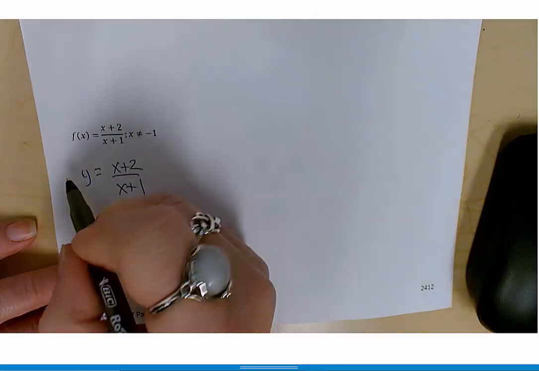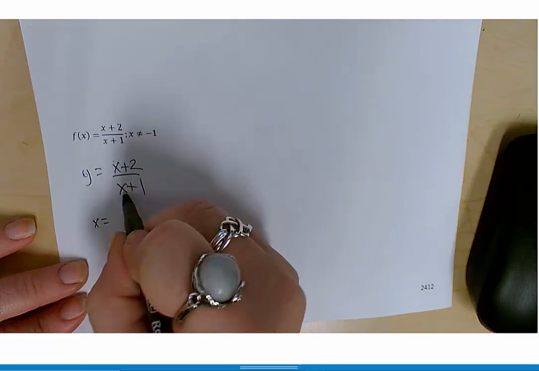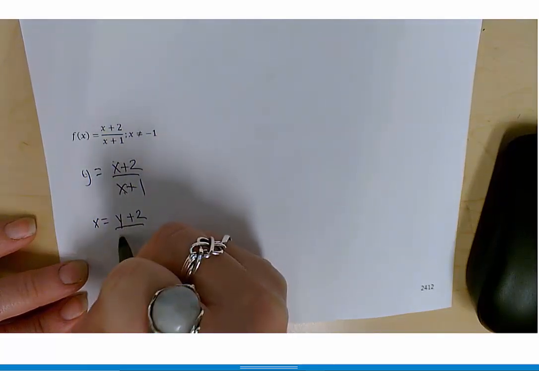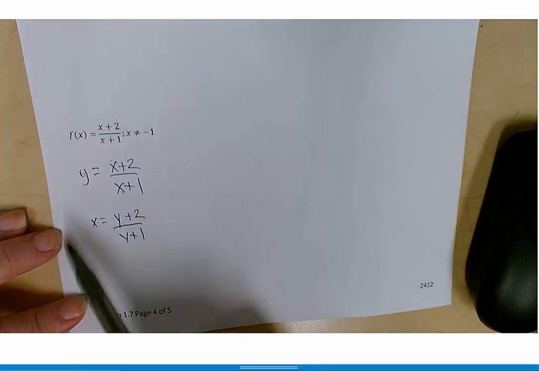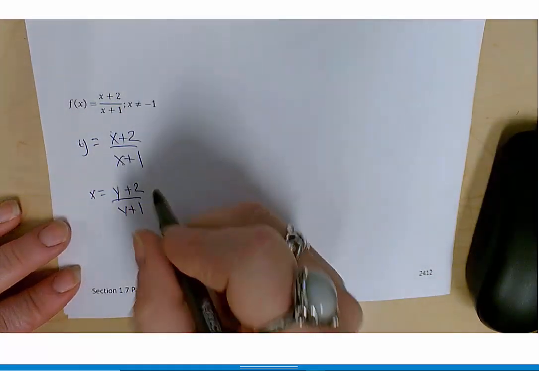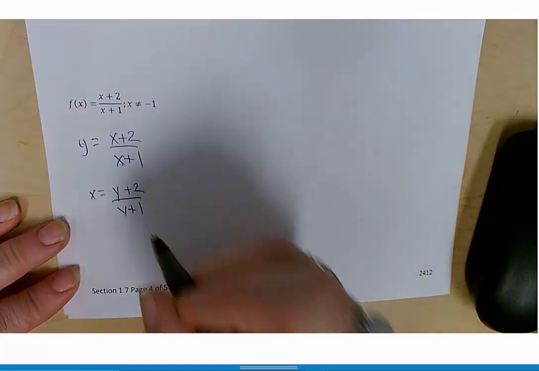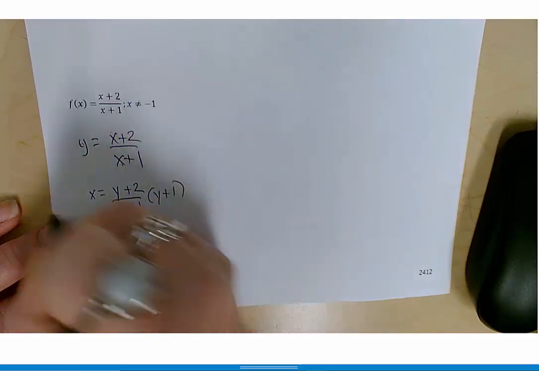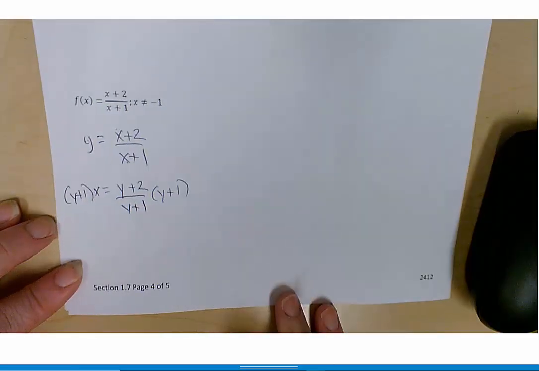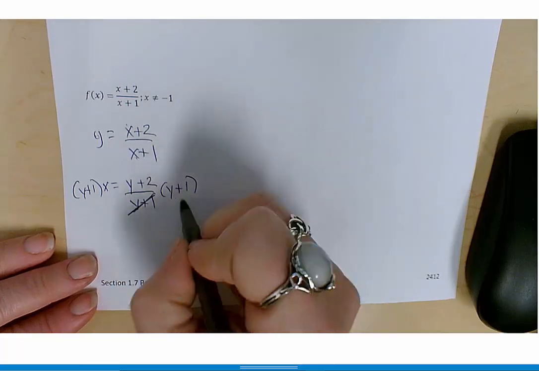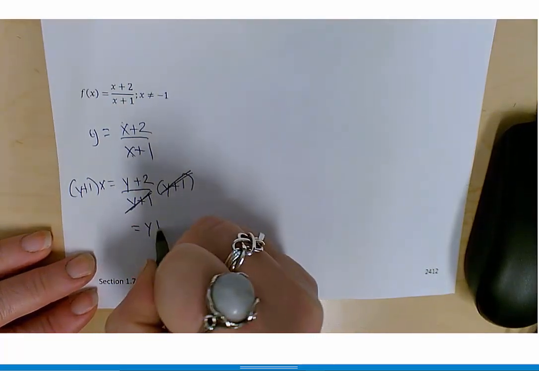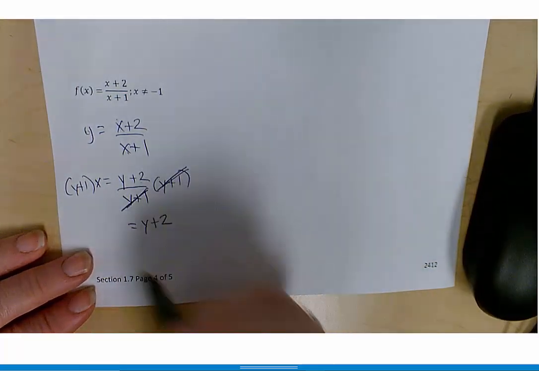Step 2, interchange x and y. So this y becomes x. These two x's here become y. Step 3, solve for y. Since I have a division on the right-hand side, I'm going to undo that division by multiplying each side by y plus 1, so that this denominator cancels with this. I can drop down that y plus 2.